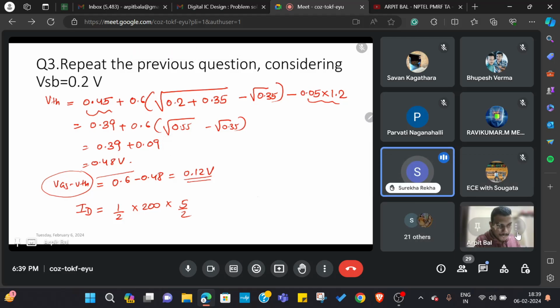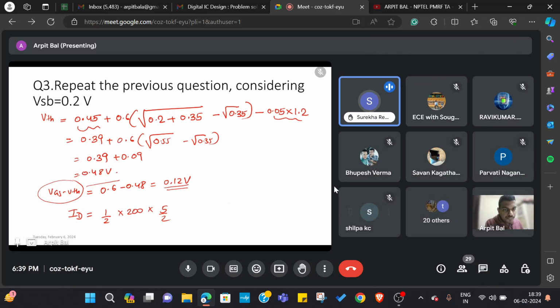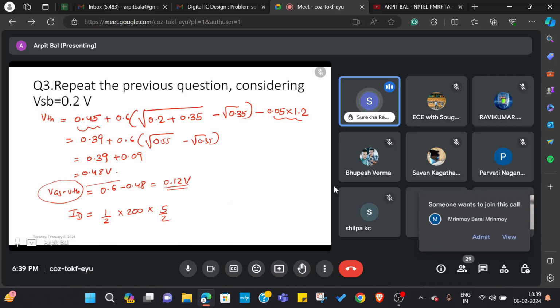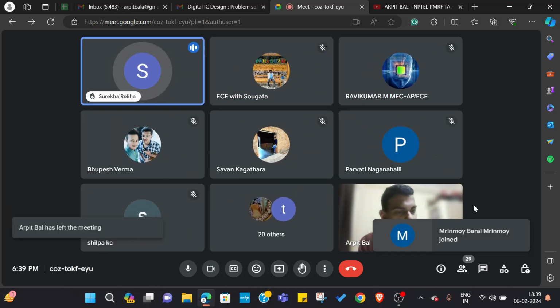Sir, one doubt, sir. So if VGS minus VTH and VD sat both have the same values, what is the region of operation, sir? Suppose, for example, VGS minus VTH is equal to 0.5 and VD sat is equal to 0.5. What is the region of operation?